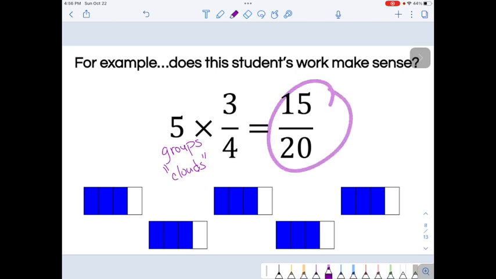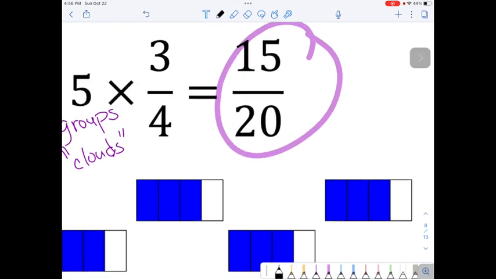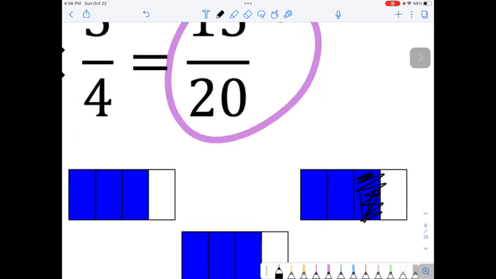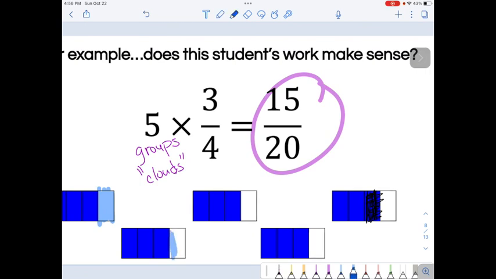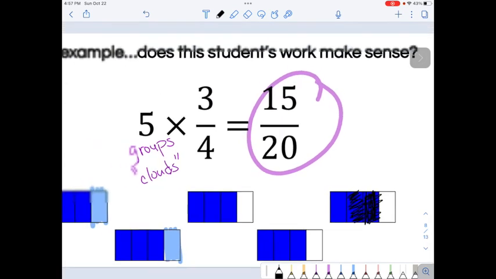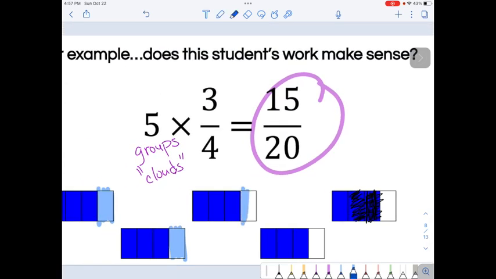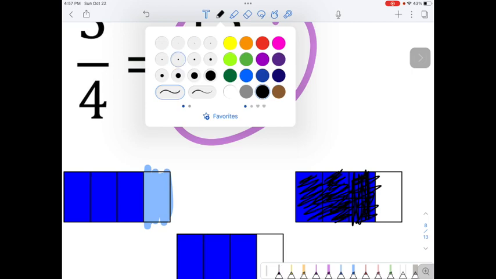15/20 can't make sense because we can start to regroup some of these parts. I'm going to color in one more on the front rectangle, and then I'm going to cross out that part here at the end. All gone, because I moved it to the front. I'm going to color in one more of the second rectangle, and then I'm going to cross out the next one. Right, and then I'm going to move one more, color it in, and cross this one out. Okay, so this is now all gone.